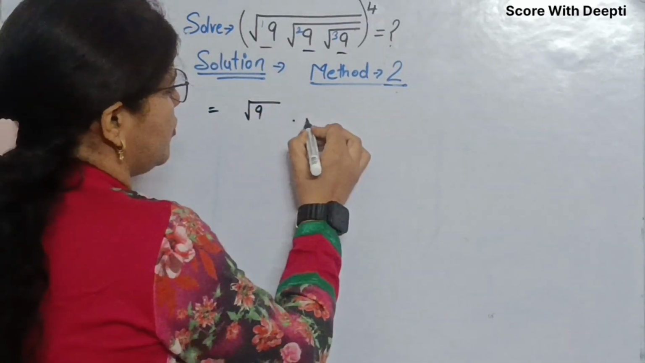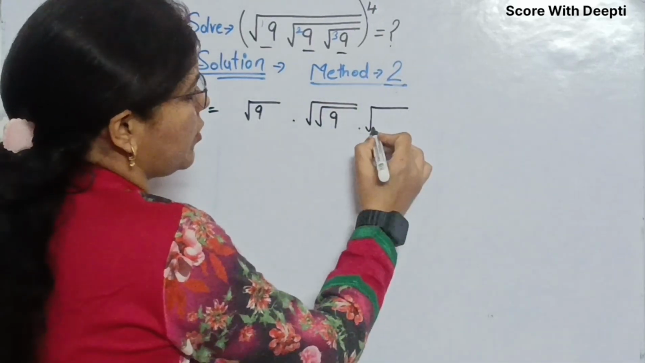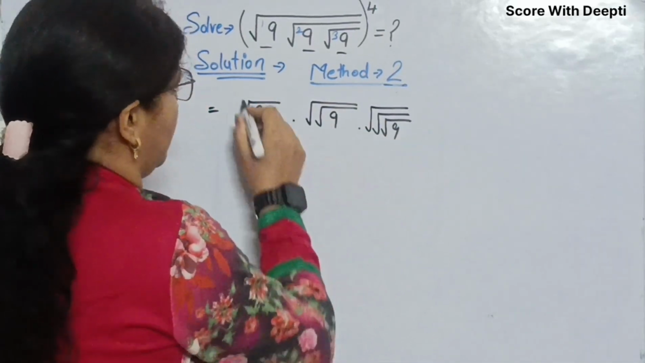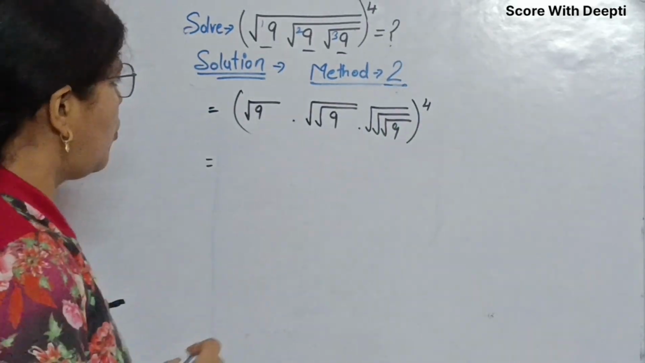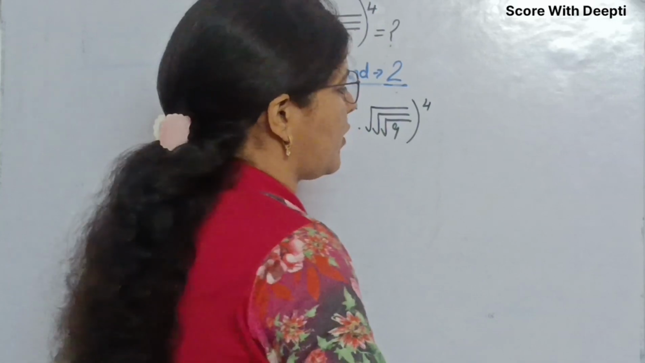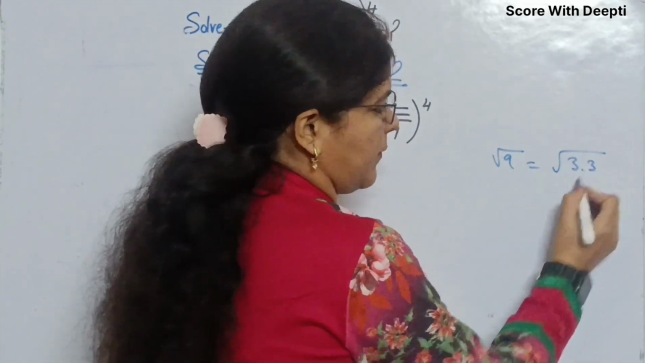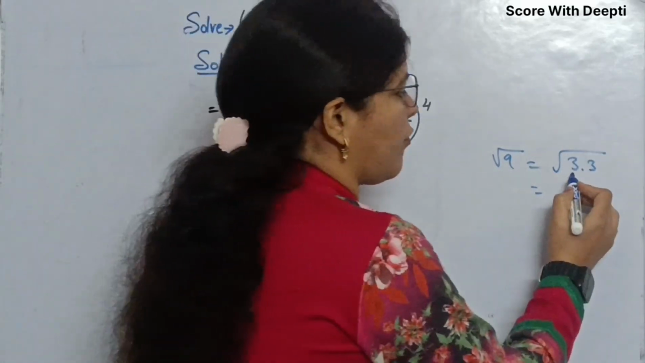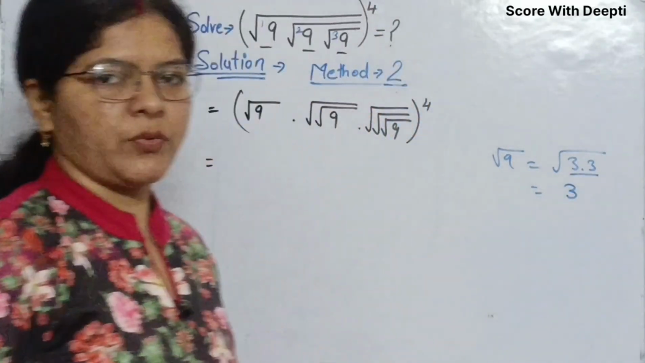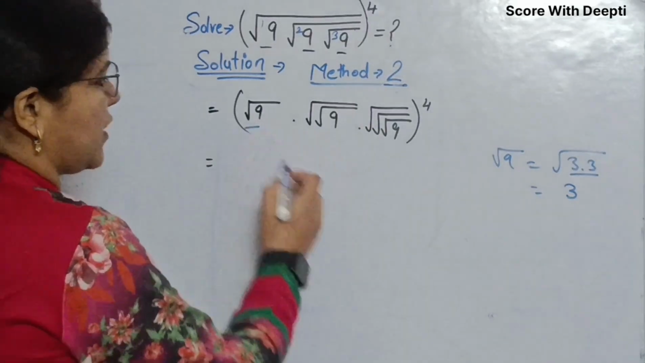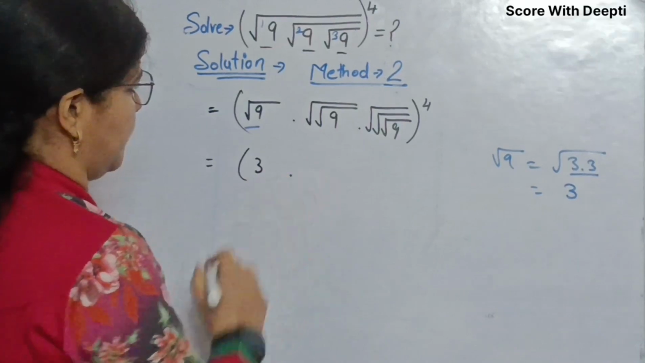Square root 9 into square root under square root 9 into square root under square root under square root 9, whole power 4. Next, we know that square root 9 equals square root 3 into 3. If there is a pair of a term under the square root, we get a single term without square root. Next, in place of this, we will write 3. Next, here we get 3 into.